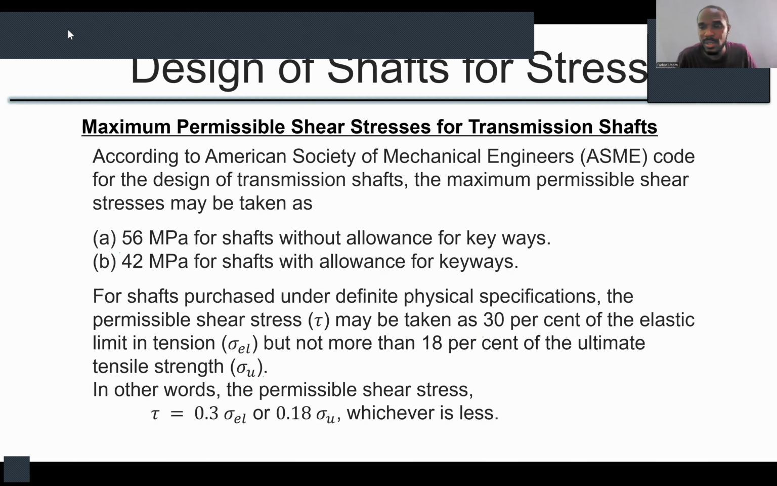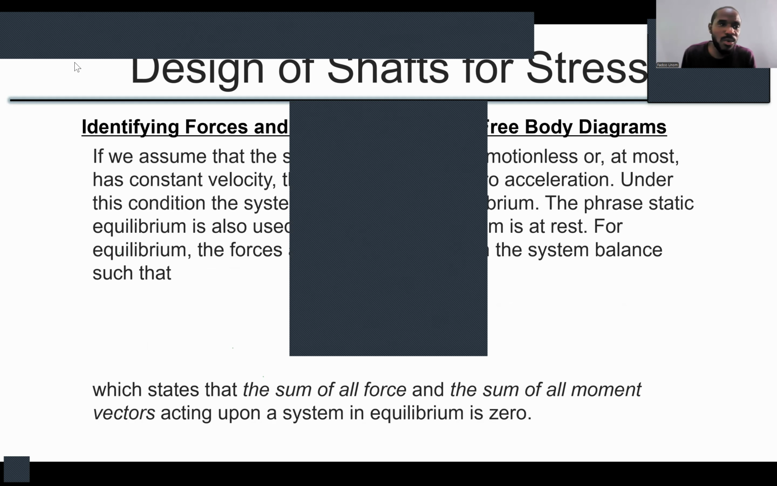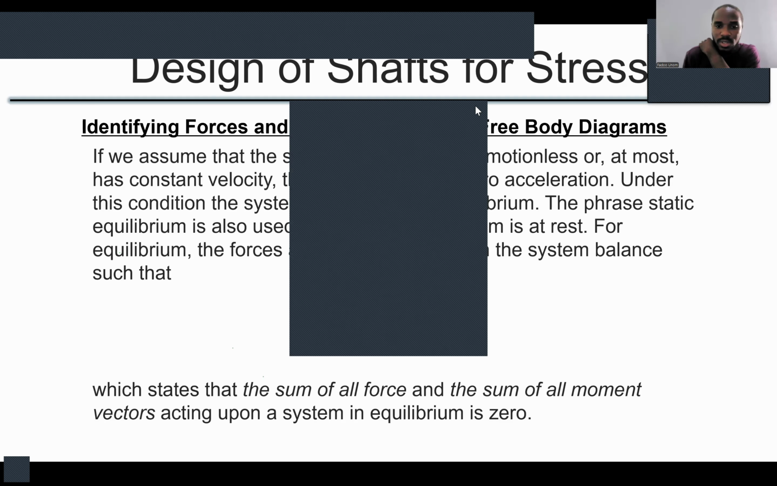Yes, sir. All right. I will stop there. When we come next week, we will start with how to identify forces and loads and draw your free body diagrams. I will take only one question if there is, and then I will have to go now. So if you have a question, just unmute yourself and speak, or drop it in the chat. If we don't, then I move.